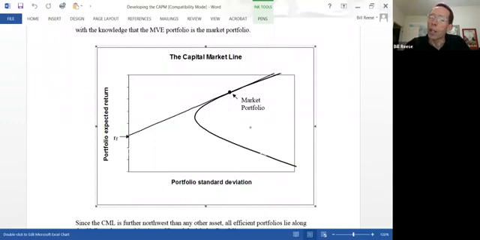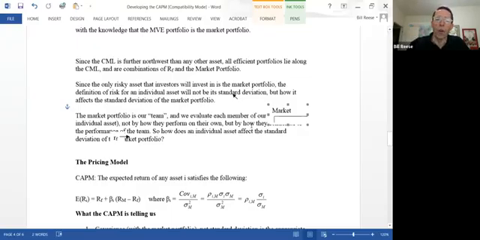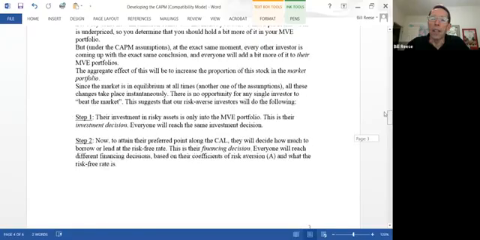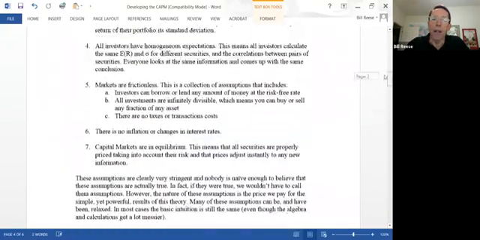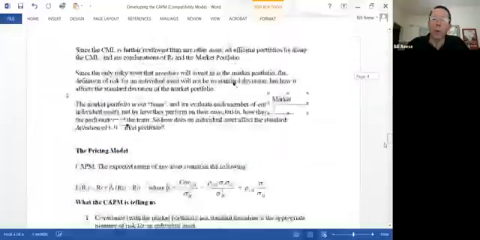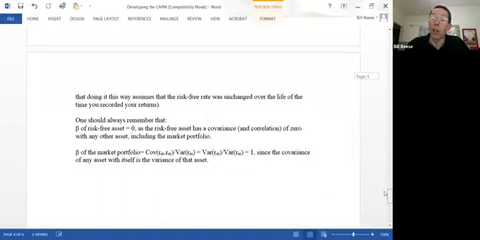And the reason why we're interested in the market portfolio is because when you have all the assets to choose from inside this hyperbola here, the MVE is going to be the market portfolio. And so we need something that's going to be a representation of that market portfolio. And we're going to use the S&P 500 for that.